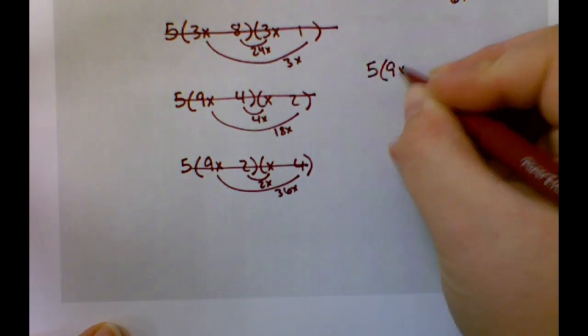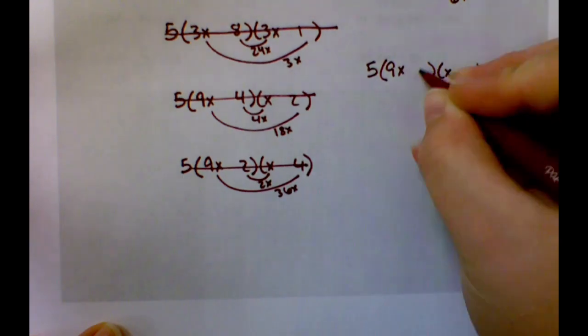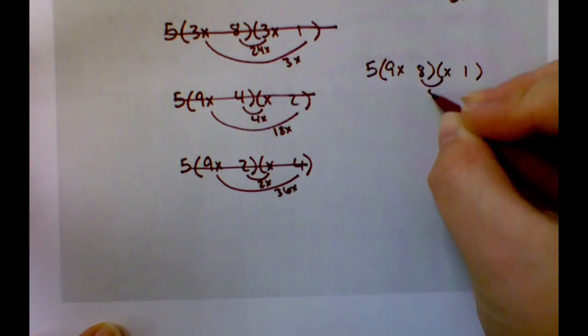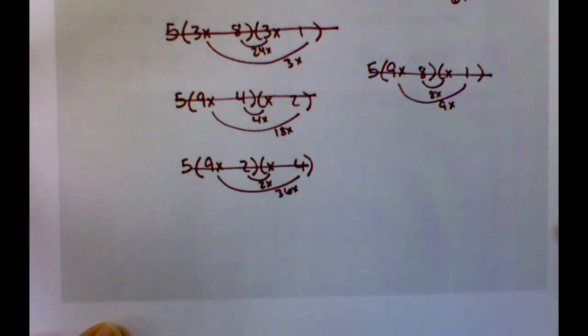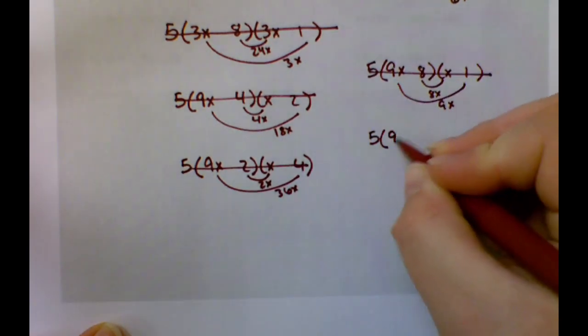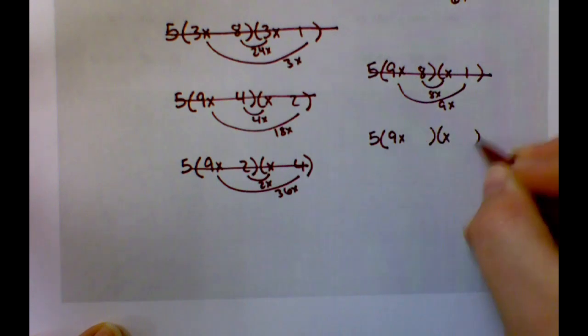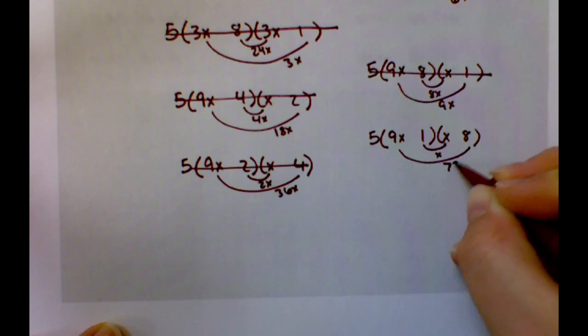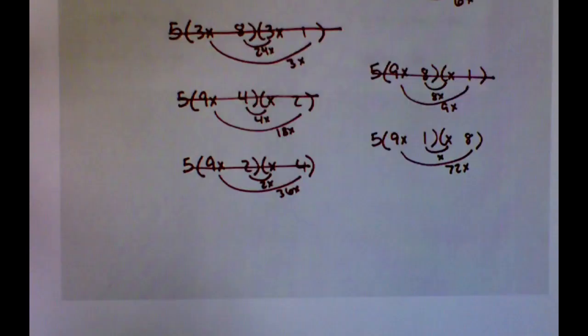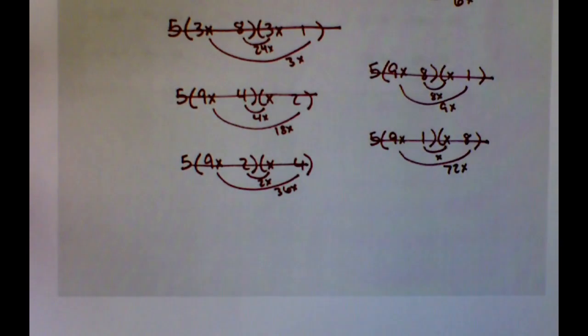Now I try 8 and 1. I'll have 8x and 9x. Not going to make the 8 I wanted. And the only option left is to do 1 and 8. That makes 1x and 72x. Also not going to make the 8 I wanted.